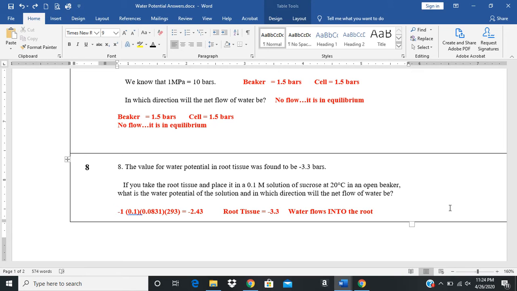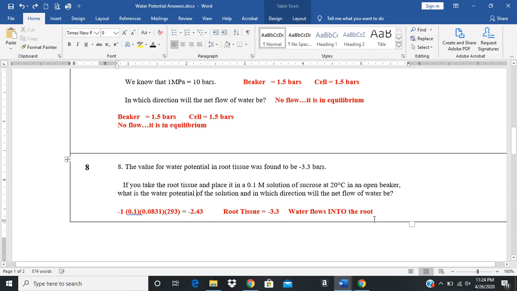So the root has a lower potential. It's more negative. So water is going to go from negative 2.43, which is a higher number, to the lower number, negative 3.3. Water is going to flow into the root. Okay, it always goes from the higher to the lower potential.